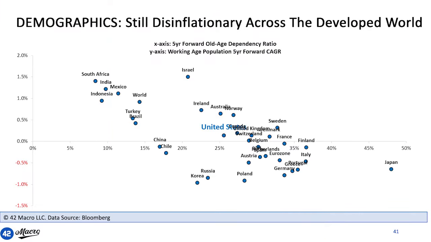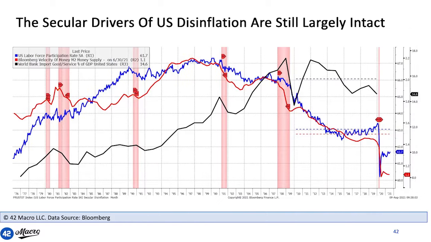Demographics, one thing that hasn't changed is they're still disinflationary across the developed world, and how we look at that is the 5-year forward old age dependency ratio relative to the working age population, that 5-year forward CAGR. This hasn't changed. On slide 42, the secular drivers of U.S. disinflation are still largely intact. What we're showing here is the blue line is the labor force participation rate, the red line is the velocity of money, and the black line is imports as a percent of GDP for the U.S. economy. Still, none of this has changed.